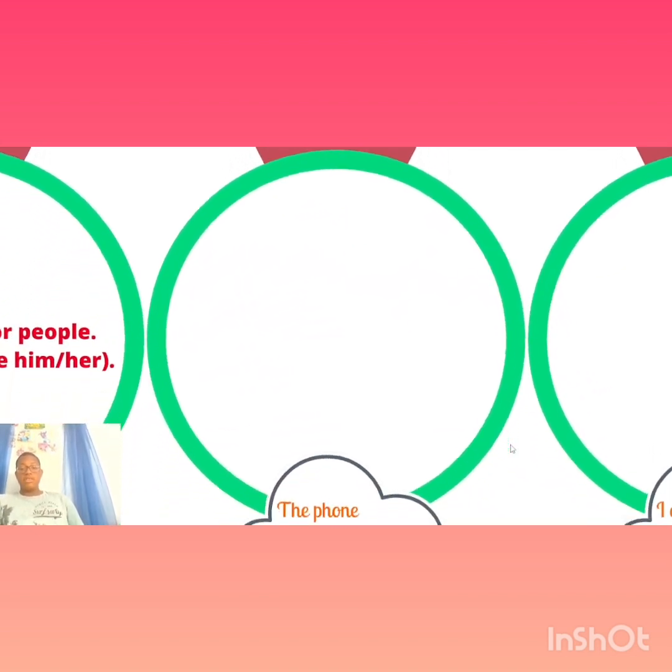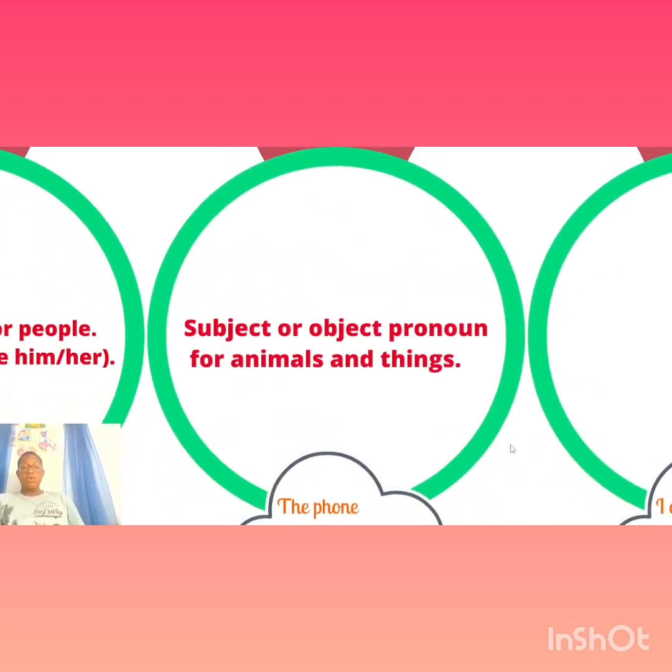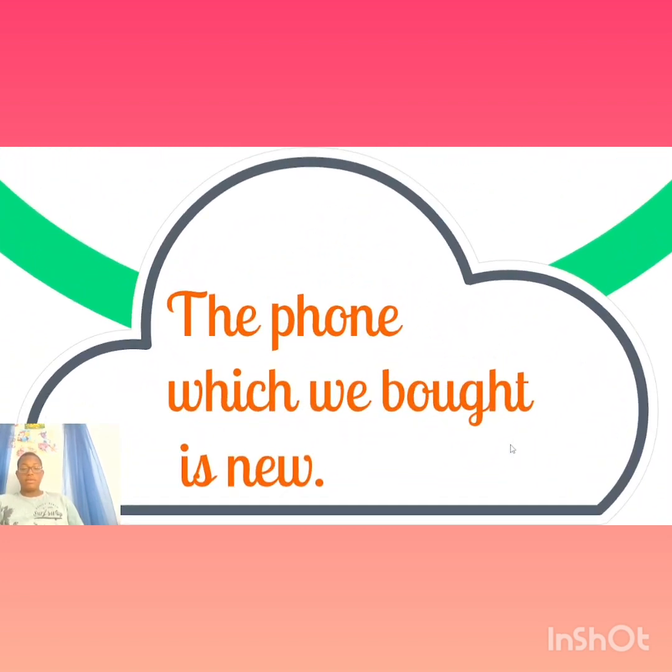Which is used for the subject or object pronouns for animals and things. It's like a ladybug or a computer. The phone which we bought is new is an example of using which. We use which instead of whose, whom, or who because it's used in relation to an object, this being the phone.